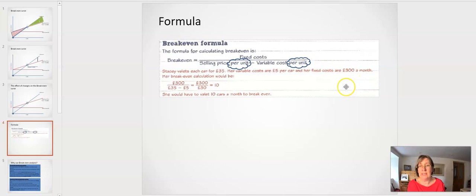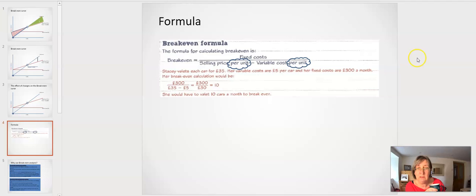So we have an example here. This is a service industry. Stacey valets each car for £35, so her selling price is £35. Her variable costs are £5, so therefore 35 take away £5 means that the value underneath will be £30, and it says her fixed costs are £300 a month. So how many does she need to valet each month?